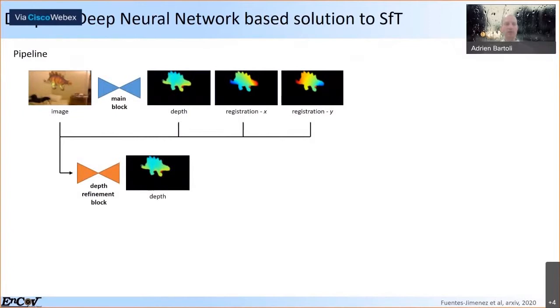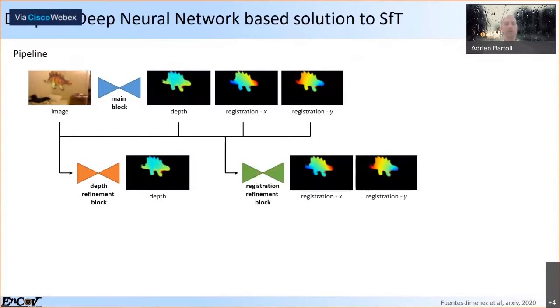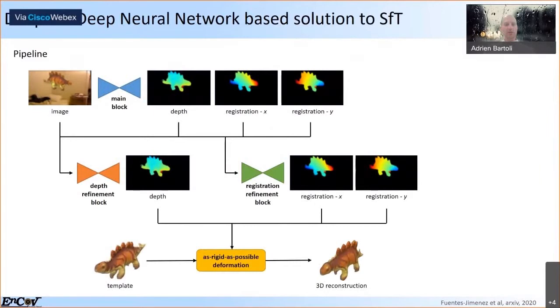So we had to add some refinement blocks. One is the depth refinement block, and the second one is the registration refinement block, and we train the whole thing. We also added a post-processing step to obtain the whole shape of the object and recover the hidden parts, not just the depth of the visible part. For that, we used a handcrafted approach with an as-rigid-as-possible definition of the model, constrained by the output depth from the network.